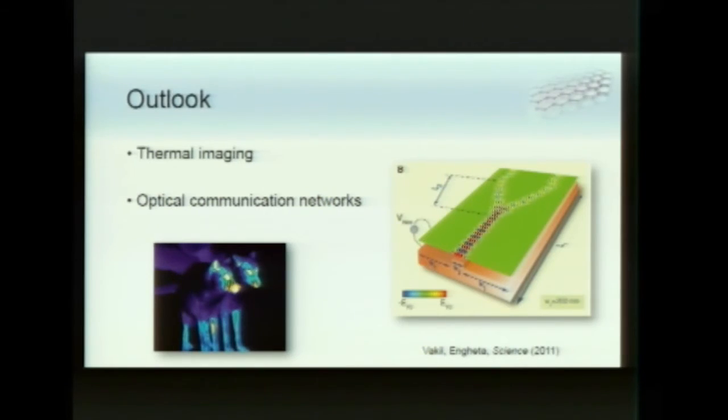So now we come to the outlook. First of all, graphene could be used, as Michela already mentioned, for thermal imaging devices to replace current thermal imaging techniques, which are quite expensive. And the other possibility for using graphene could be to use it in optical communication networks as high-speed optical switches or modulators.